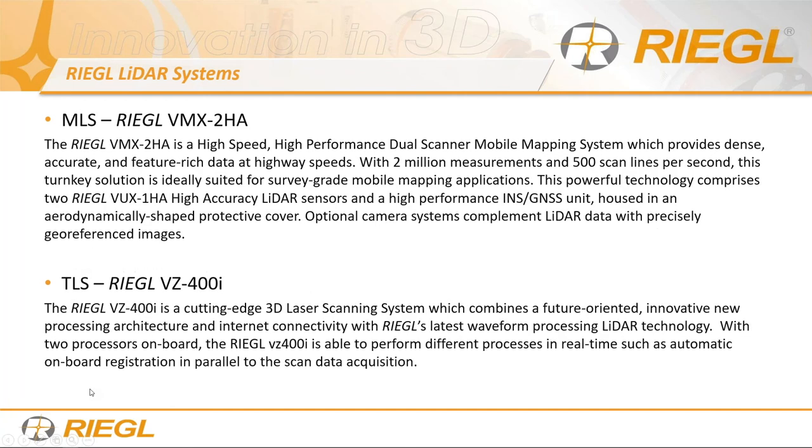And then for our mobile system, this is the VMX2HA. It's always been our flagship system. It's a very capable, high speed, high performance, dual scanner mobile mapping system, which provides dense, accurate, and feature rich data at highway speed, right? So the project that I'm showing you today, it's not at highway speed, it's 45 miles per hour, because that's the speed limit there. And we were getting close to, I think, 700 points per square meter. That's two passes though, okay? One eastbound and one westbound. I'll show you the information on that later.